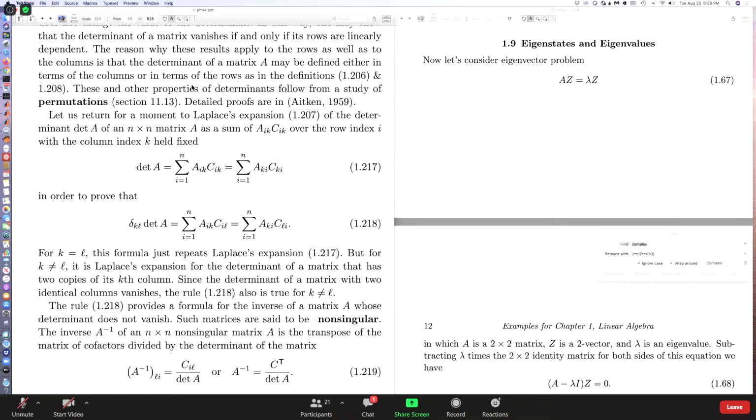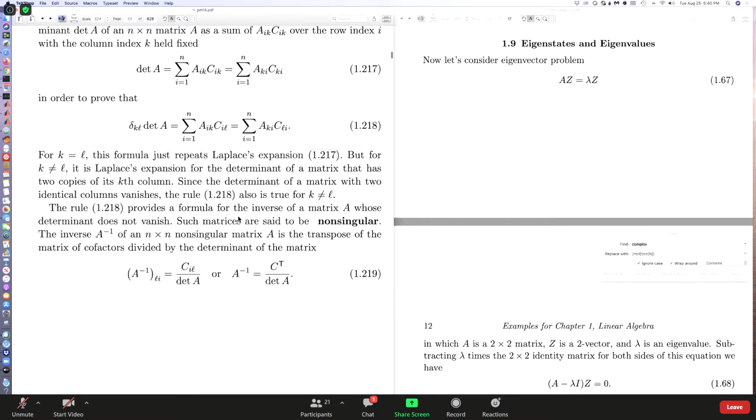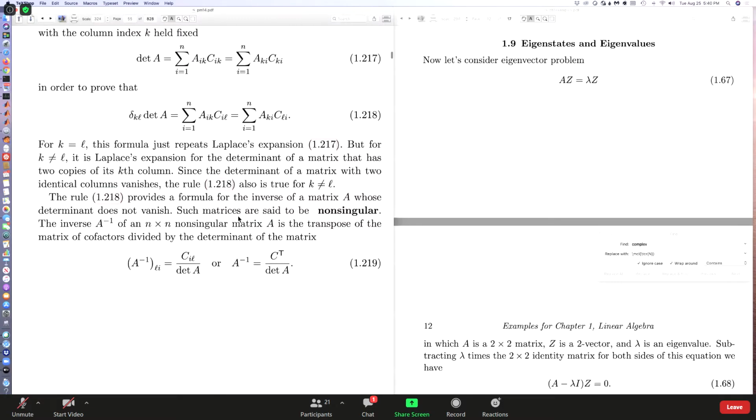Anyhow, what we see then is that this sum, this Laplace-like sum, gives us 0 when K is not equal to L, and it gives us 1 times the determinant of A when K and L are the same. And that then provides a formula for the inverse of a matrix.